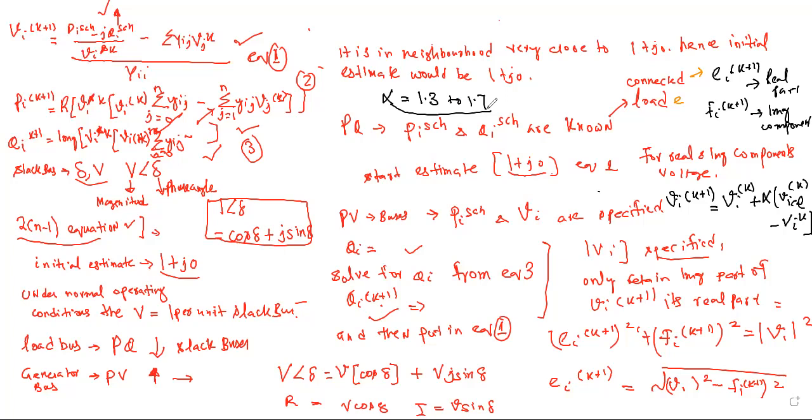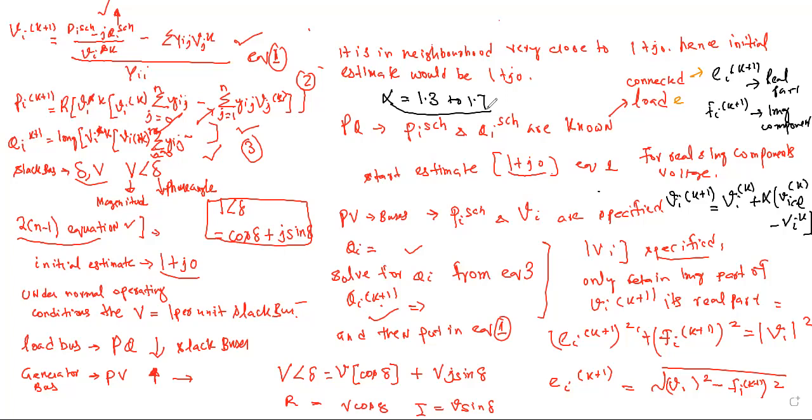Now, for the power system, the mismatch has to be reasonably small and acceptable. So, what is the mismatch? See, a voltage accuracy in the range of 0.0001 up to 0.005 is satisfactory in case of a power system.